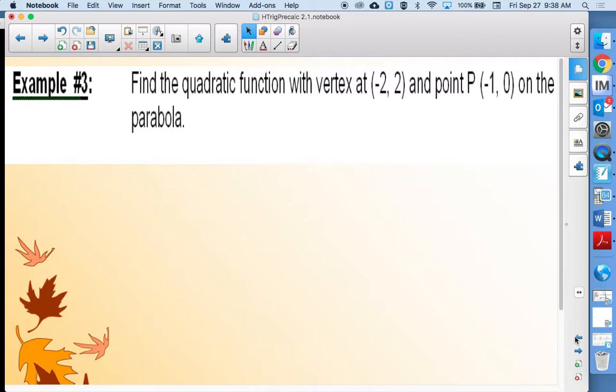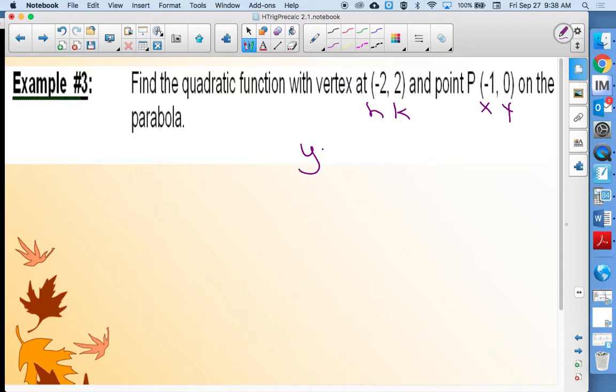How do you think you could find a function, Colin? You would plug in the ones for which you know. So you would plug in -2 for h, 2 for k, -1 for x, and 0 for y. Nice job. So those are the pieces of information we know. If we can just label them with what they represent and go to that same equation that we use completing the square for.